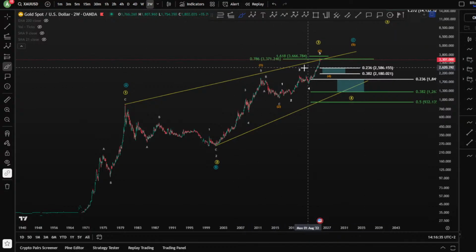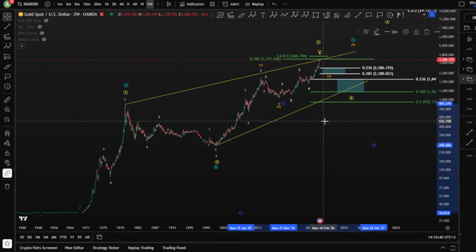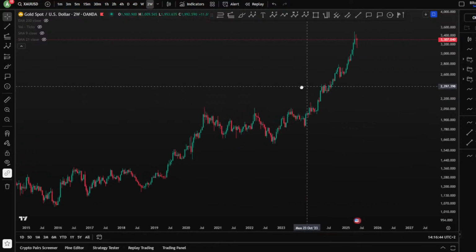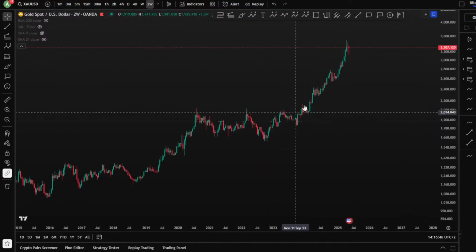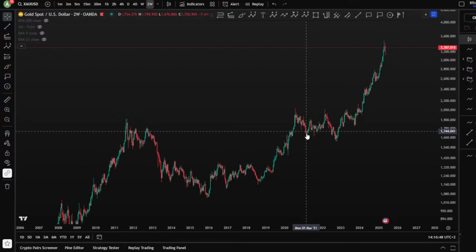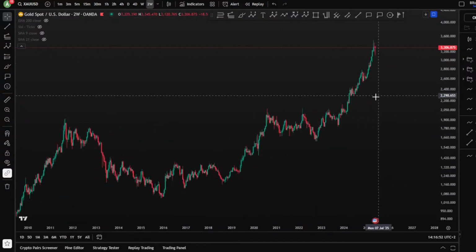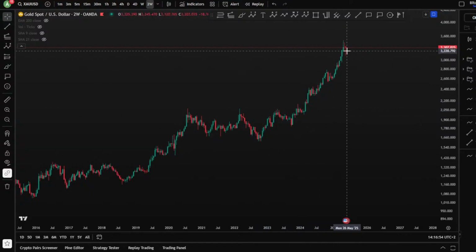So let me move inside this one. Let me check. Here we go. Okay, all right. I'm gonna remove everything for this leg here. Just looking at this leg, because we know that this is 1, 2, 3, 4, and a 5. I would like to revise if wave 5 is finished or not.